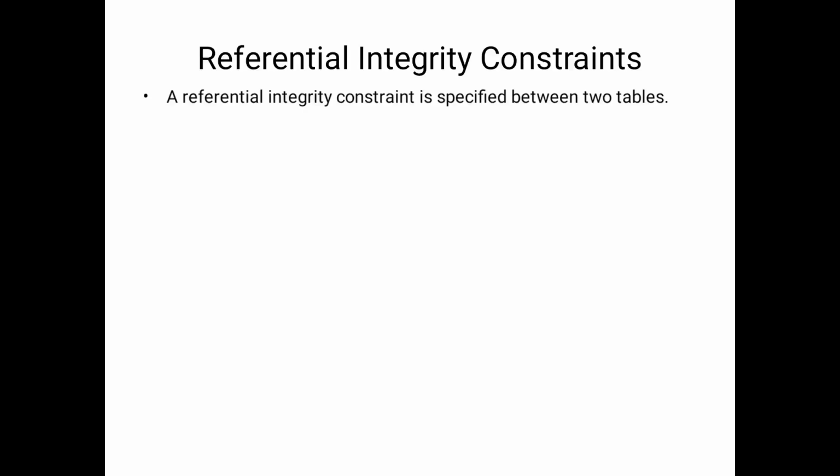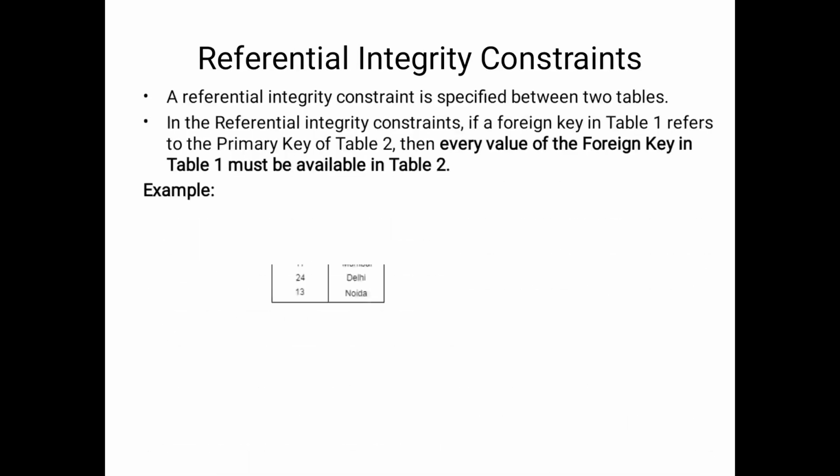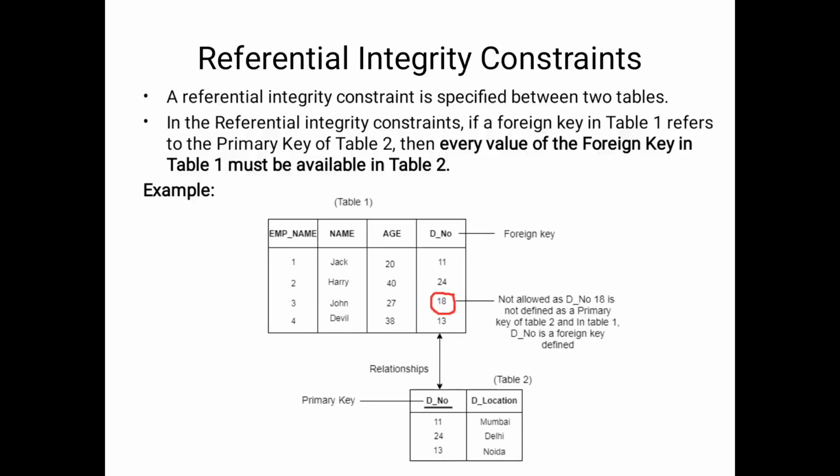The third one is referential integrity constraints. A referential integrity constraint is specified between two tables, where the second table is derived from the first table. The foreign key in table 1 refers to the primary key of table 2. Then every value of the foreign key in table 1 must be available in table 2.